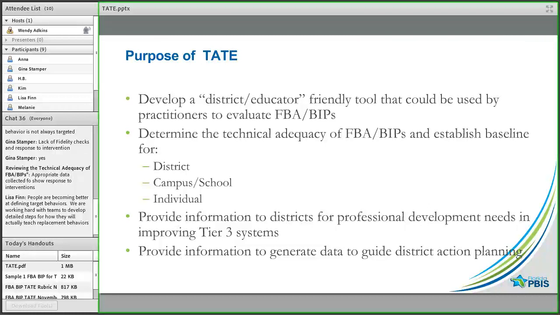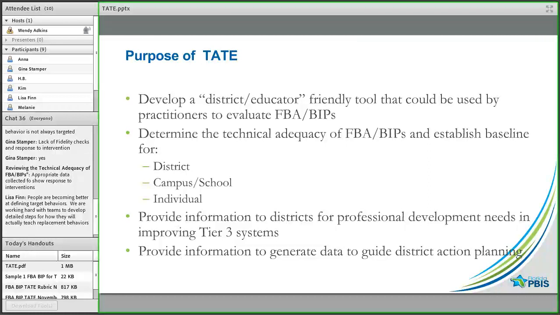So this can establish baseline progress monitoring for a district and also provide you information for what your professional development needs are in improving Tier 3. Lisa did a really nice job of saying they have figured out how to identify and define the behaviors. They need some more professional development on how to define and describe teaching replacement behaviors. Remember, professional development doesn't mean a PowerPoint. Professional development in some of this could actually be coaching, which is one of the best ways, I think, to increase people's skills in FBA and BIPs.